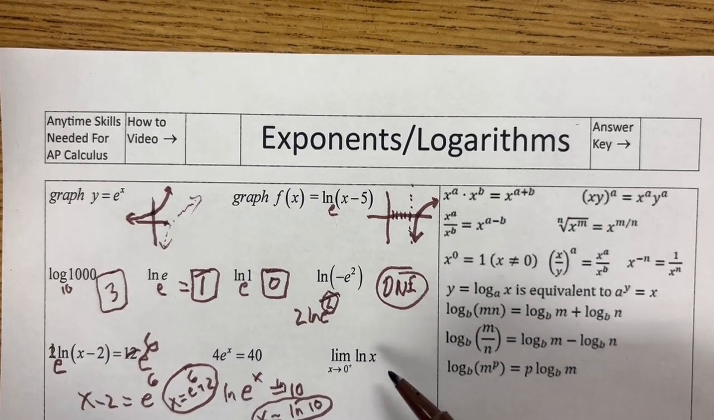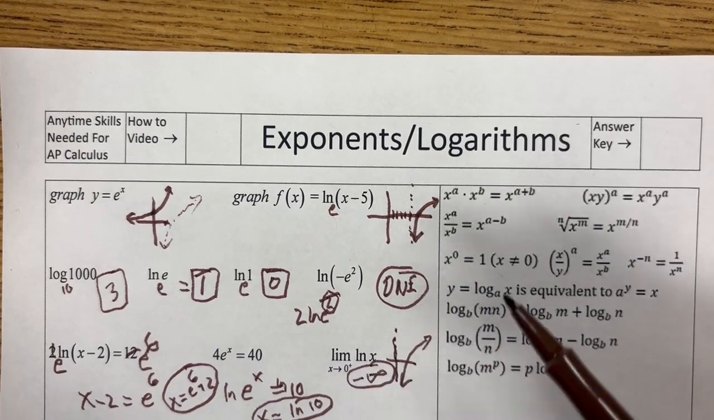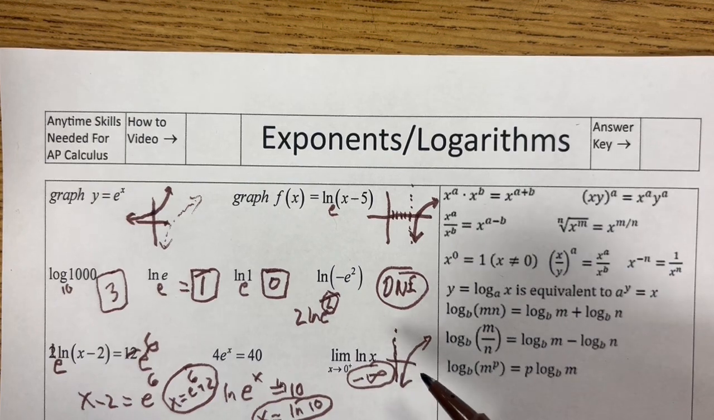In terms of limits, it's really about knowing what this graph looks like. What's the limit from the right side? Well, there is a vertical asymptote of this function, so we're just going to say negative infinity. As ln gets close to x from the right, it goes down forever.